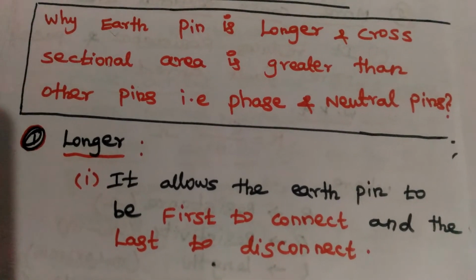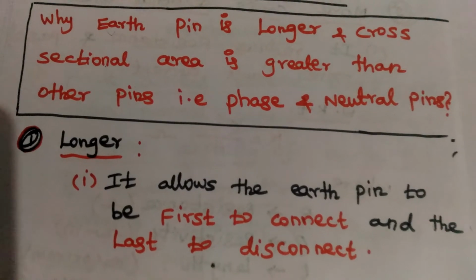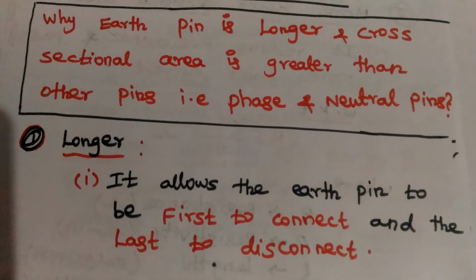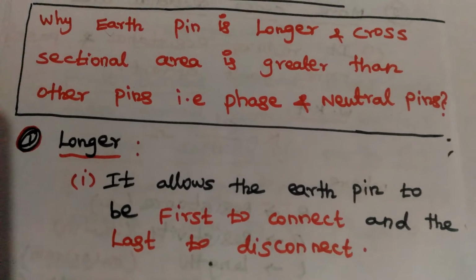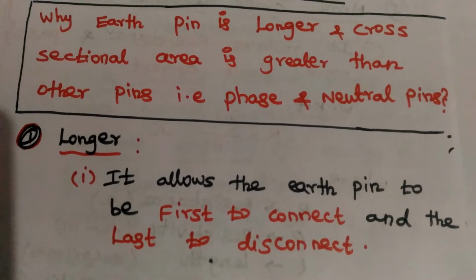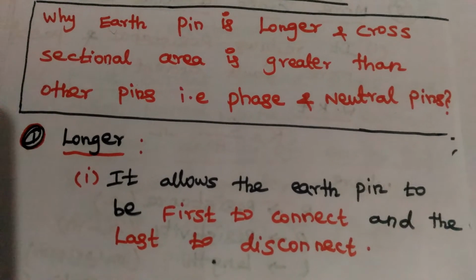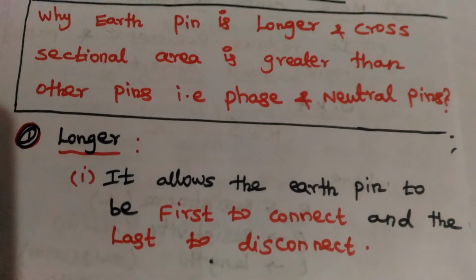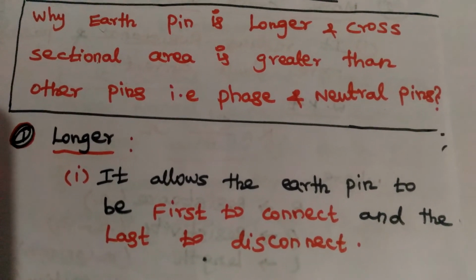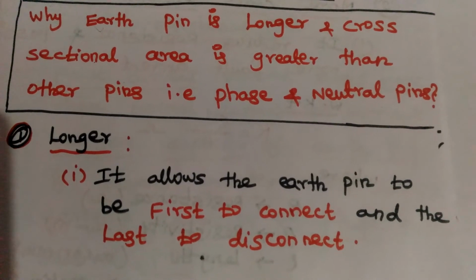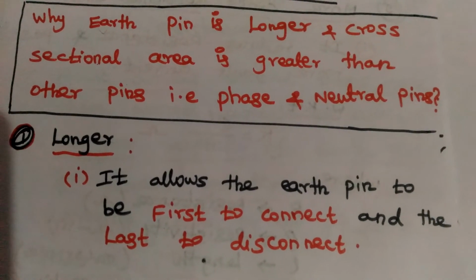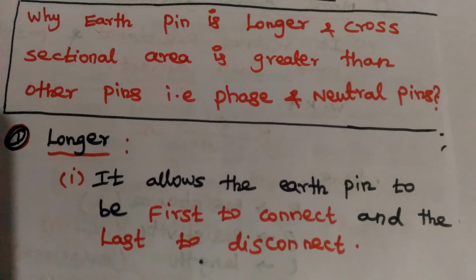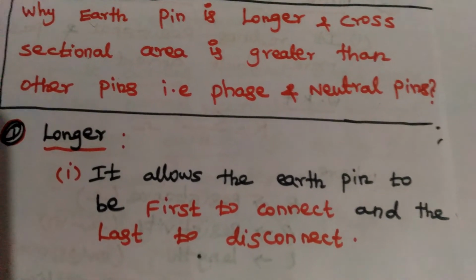Why? At the time of inserting or removing the plug from the socket, we may have some leakage current, which is grounded first by means of the earth pin while inserting the plug. While removing the plug we can also get some leakage current, and that can be removed too. That is to protect the person from electrical shock when inserting and removing the plug. The earth pin is inserted first and disconnected last. So this is the first reason.